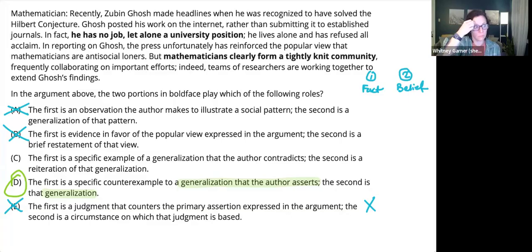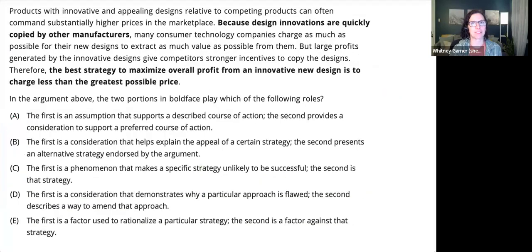So let's try one more. Correct answer on that one, though, again, is D. And I'll still say this is maybe one of the hardest types of critical reasoning questions. So keep that in mind. But here we go. Let's try this last one.